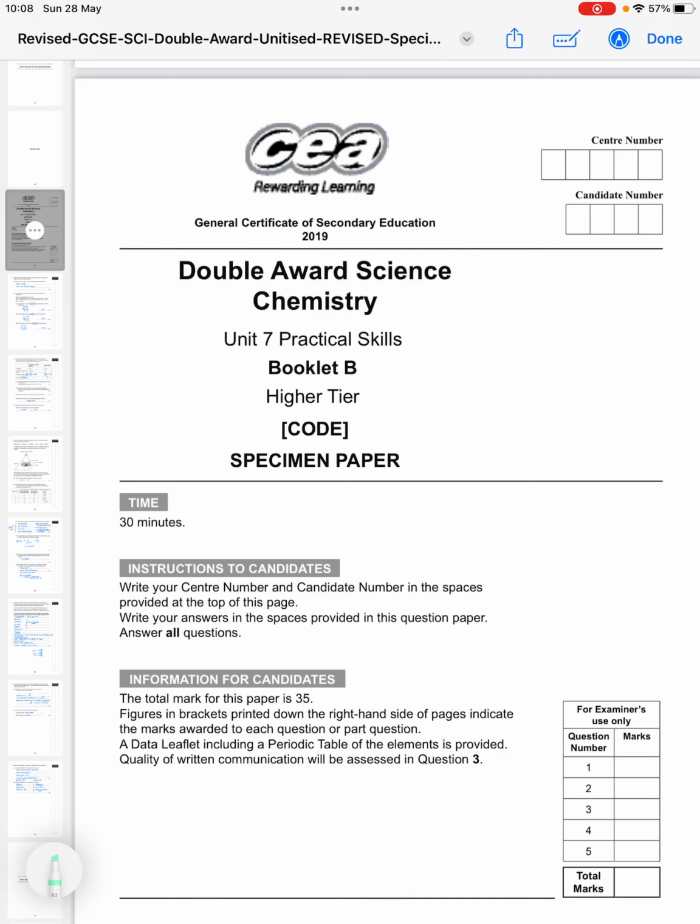Hi, this time I'm looking at the Double Award Science Chemistry component. It's Unit 7 Practical Skills and it's Booklet B, and this time it's the higher tier paper. So that is 7B or 3B, higher tier. It's a 30-minute paper that you do about 15 minutes after you complete your Unit 2 paper, so they're done on the same day.